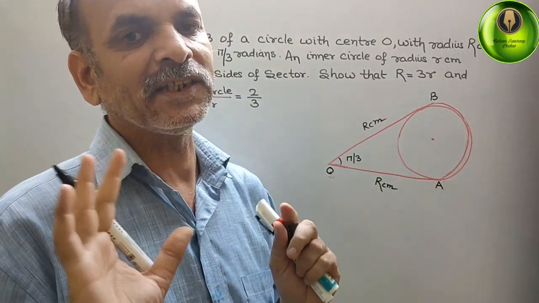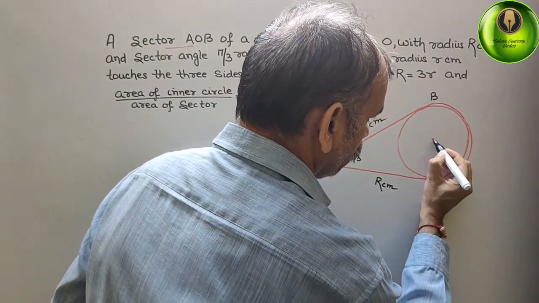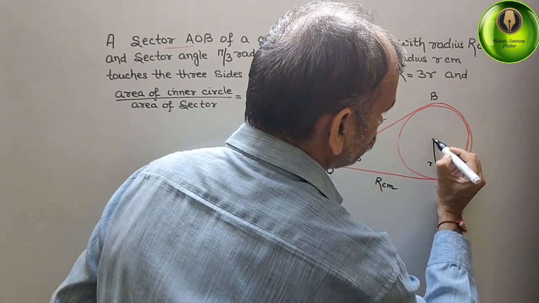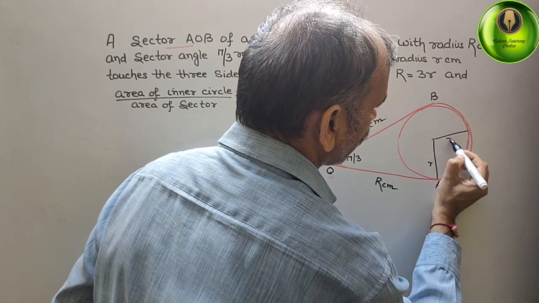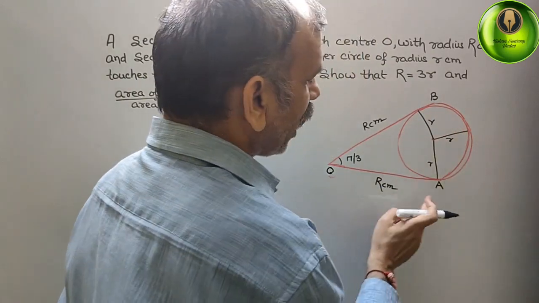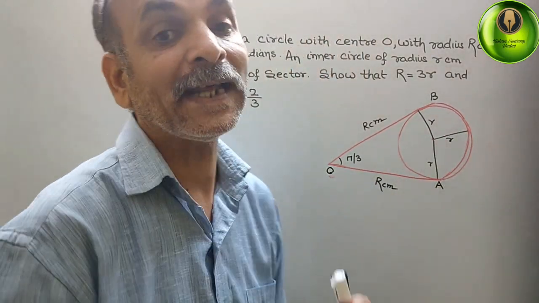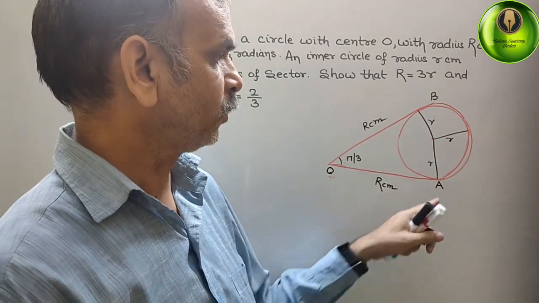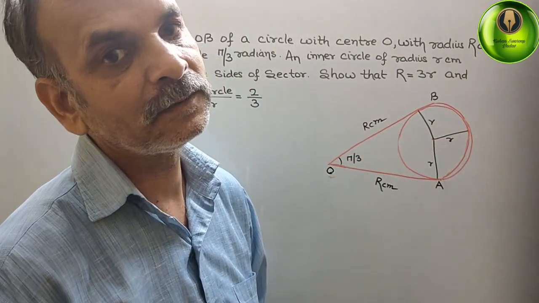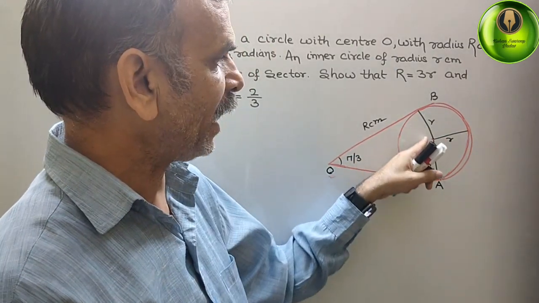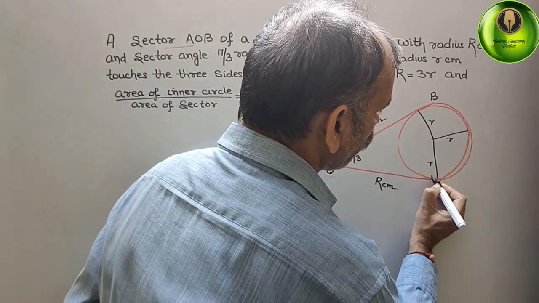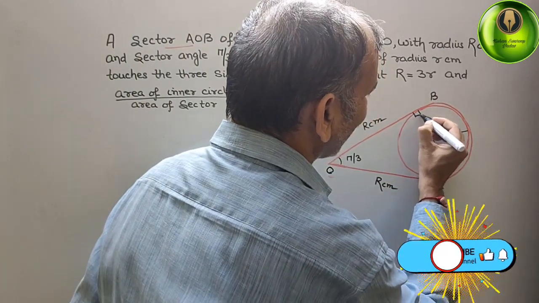So now we will go for the construction. Center to this is your r. Center to this is again your r. Center to this point is again r. Now OA is the tangent to the radius. This OB is the tangent and r is the radius. So they are perpendicular to each other. That means here it will form 90 degrees, here also it will form 90 degrees.